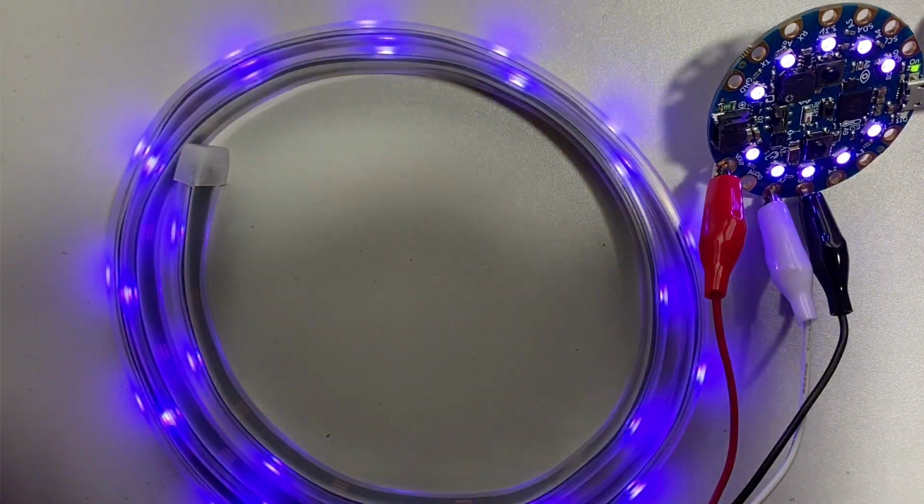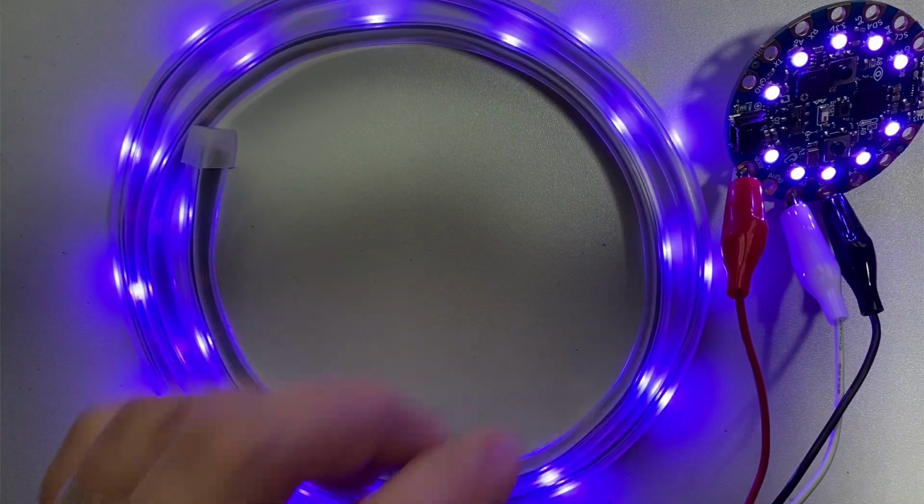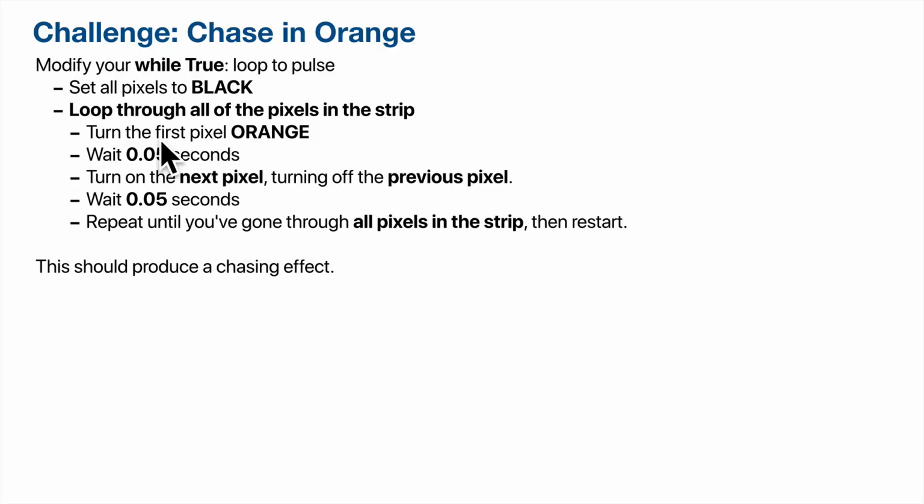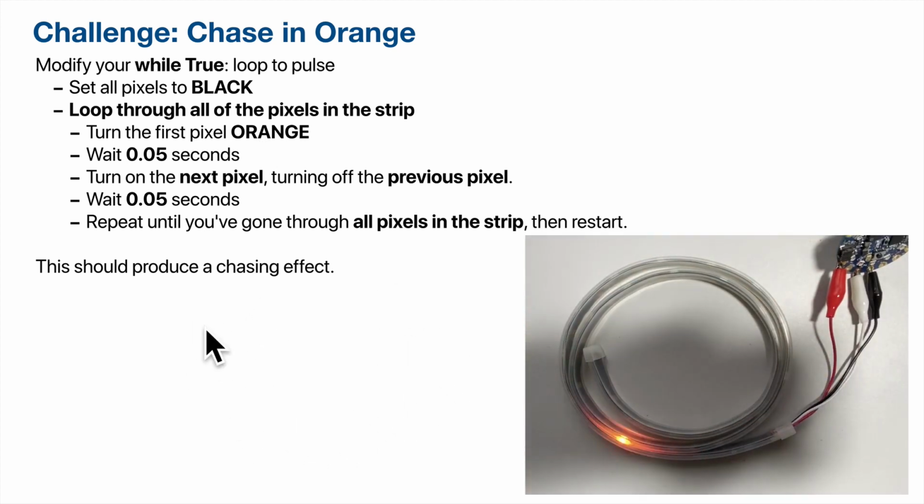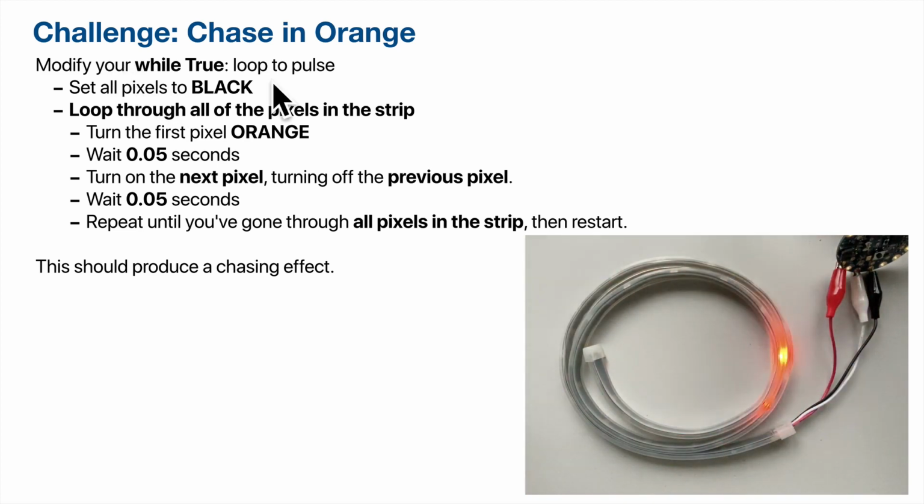So hopefully you're feeling pretty good about your ability to manipulate a whole light strip. And let's have just one more challenge. We'll call this one the Orange Chaser. What we're going to do is have an effect where it looks like a single orange pixel is being chased around the NeoPixel strip. So first, inside of our while true loop, we'll set all of our pixels to black. And when we refer to pixels here, we're referring to the lights on the strip, as opposed to pixels, which is the name that we gave the circle of built-in lights on the CPB.